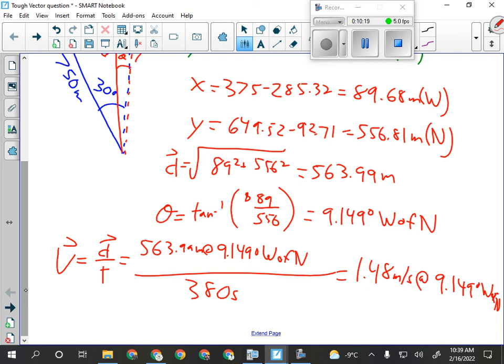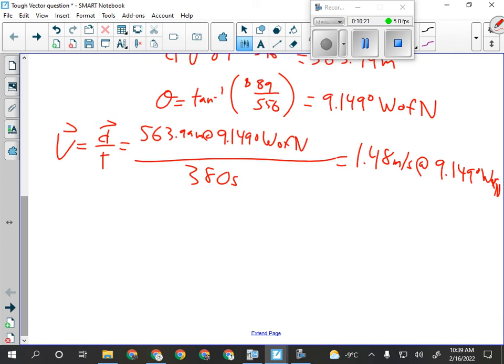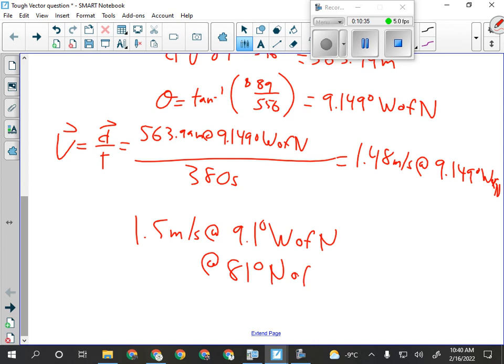All right, so I have 2 significant digits, so we're looking at 1.5 meters per second at 9.1 degrees west of north, or at 81 degrees north of west. Both of those have 2 significant digits, and they're both the same vector. All right, so that one took quite a while.